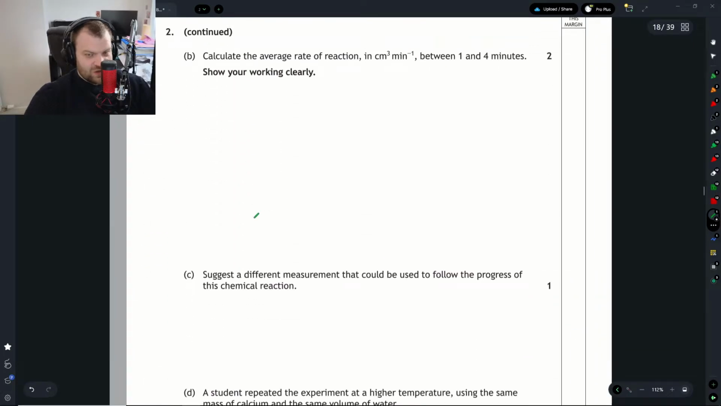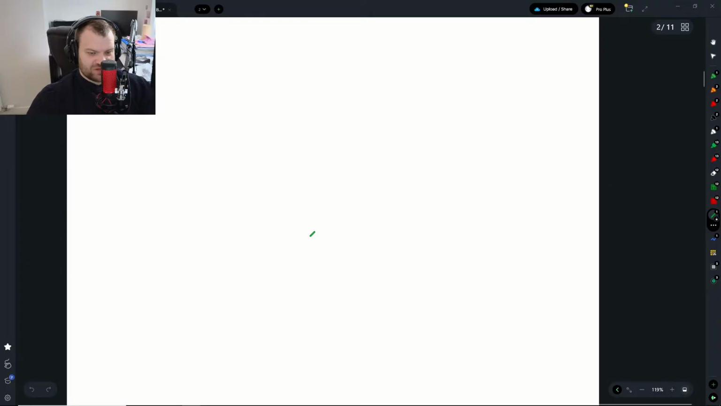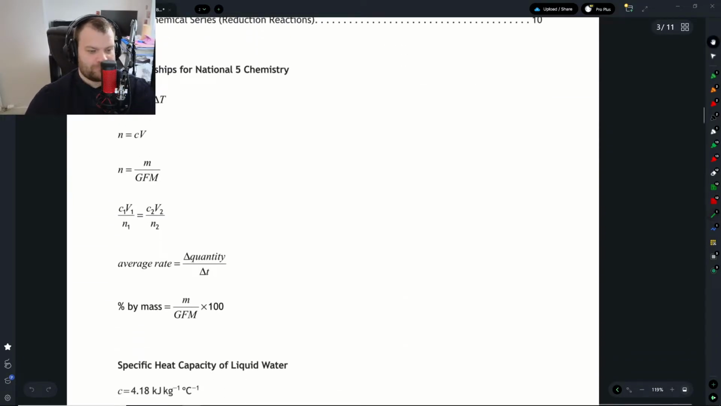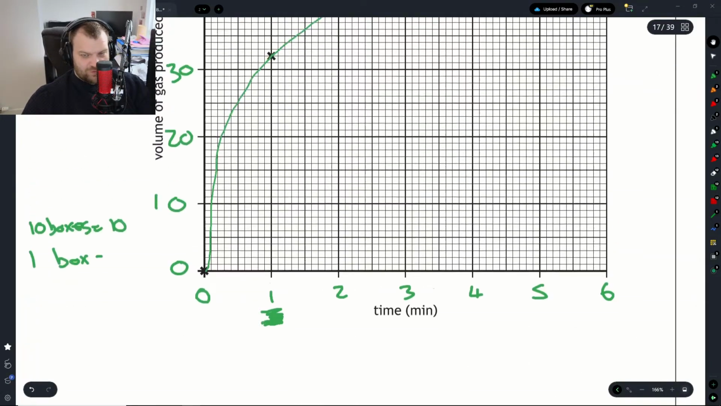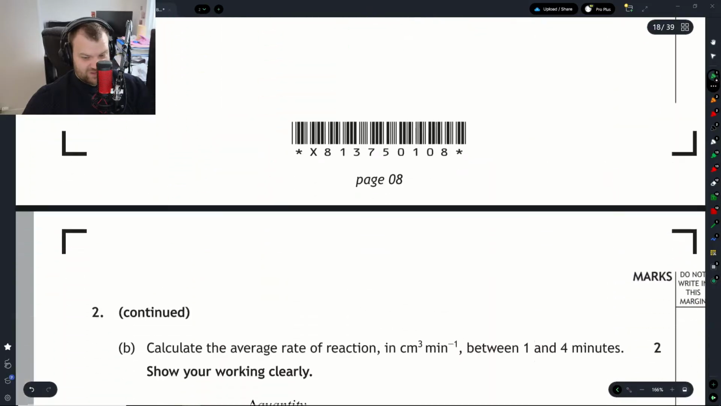In this question, we're asked to calculate the average rate between 1 and 4 minutes. Average rate, the data booklet tells us, is change in quantity over change in time. Here we're dealing with 1 and 4 minutes. In terms of the quantity, we've gone from 32 up to 48. Well, 48 minus 32 gives you a difference of 16. And at the top, we've got a difference of 3. It's taken 3 minutes to make the 16.